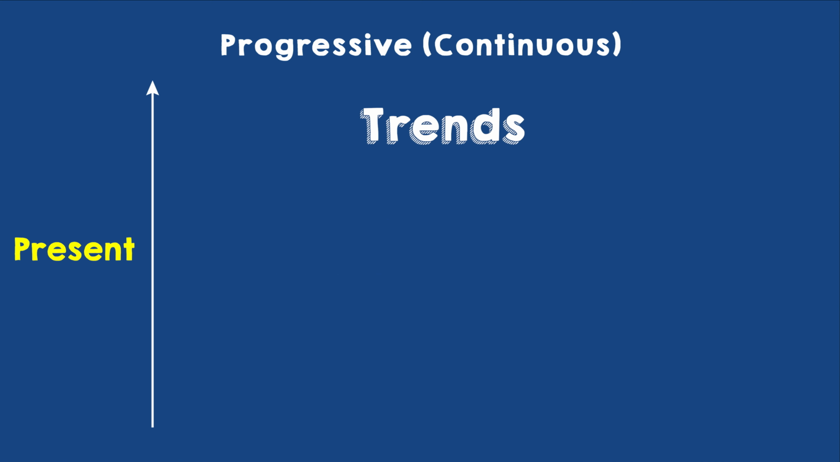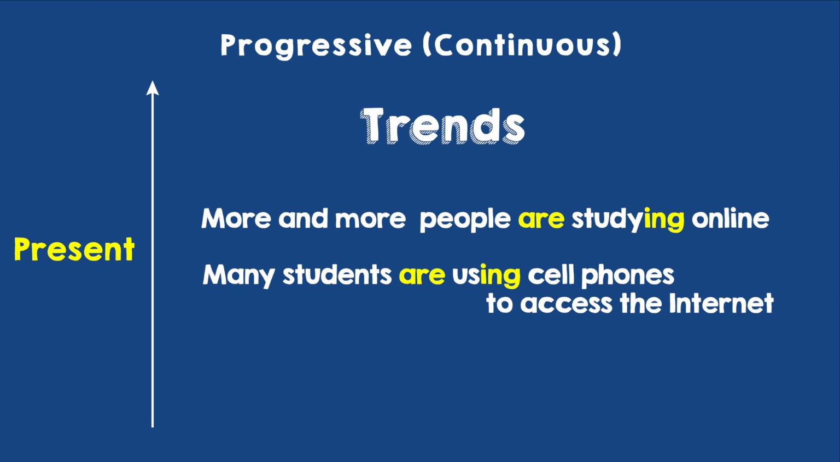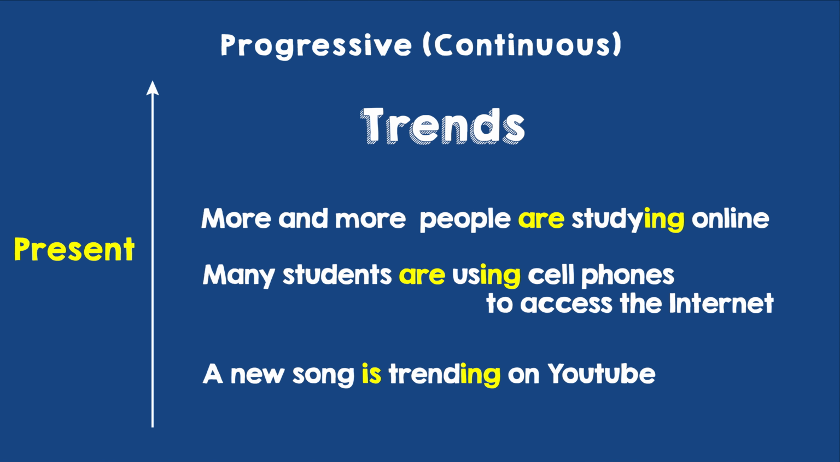When we talk about trends, we also can use present progressive. More and more people are studying online. People, plural, so we have people are studying. Many students are using cell phones to access the internet, so the same rule. A new song is trending on YouTube.